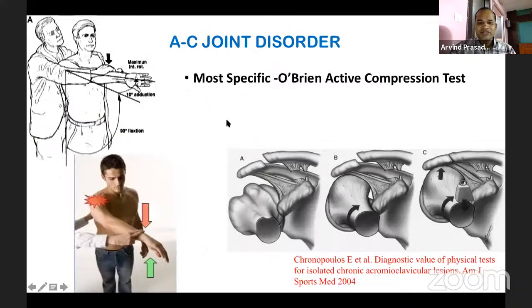Next, again a very specific test for the AC joint is the O'Brien test, in which on doing the internal rotation and the movement, again against resistance, the humerus gets in contact with the acromion, and if there is a problem with the AC joint, this leads to pain in this joint.